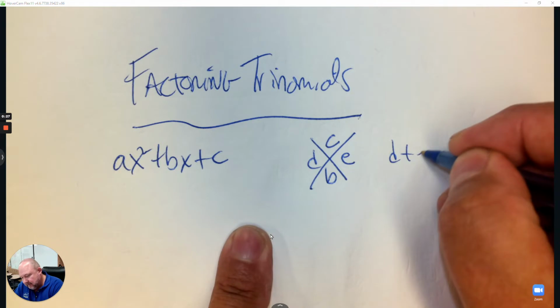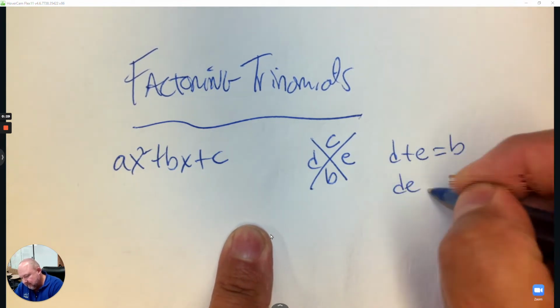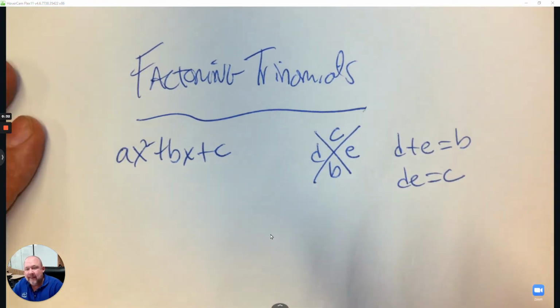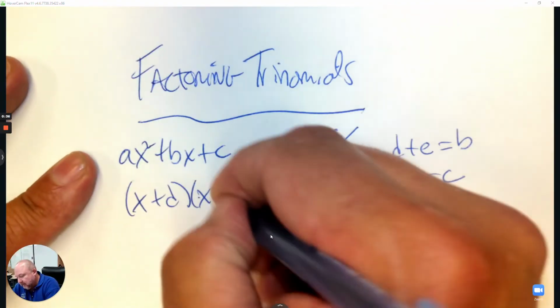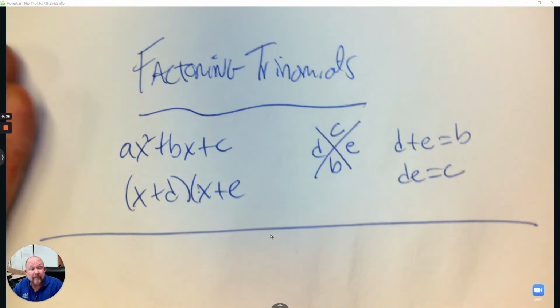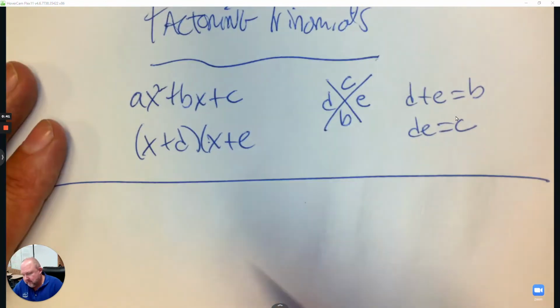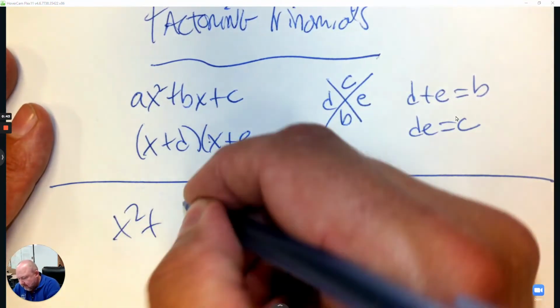So D plus E should equal this, and D times E should equal this. And then our answers would be that, those two numbers that we come up with. All right, maybe that helped or not, but here we go. Let's practice. So I'm going to give you each scenario and see how you do.